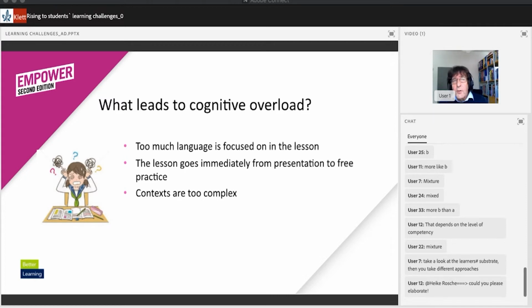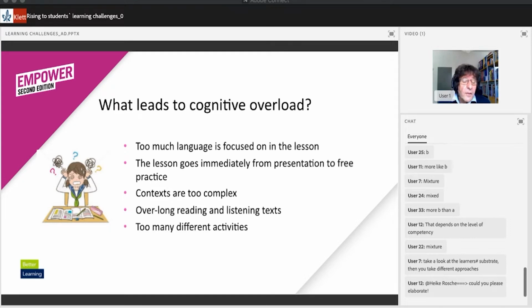It may be not the language that's the problem, but the context itself is too complex to get your head round. And it may be that the lesson involves reading and listening texts which are too long and which students get bogged down in. I'm sure we've all had experiences of dealing with texts in class which then go on forever. Students take longer to read them than we expect, and there is cognitive overload from this. And finally, there might simply be too many different activities, too many different stages, too many different things going on in the class.